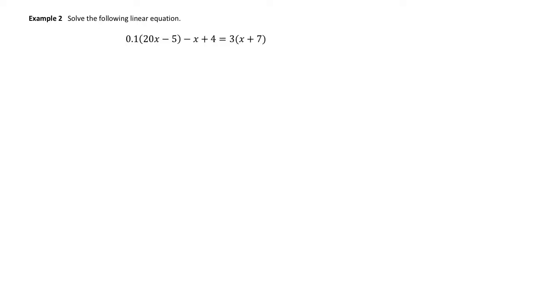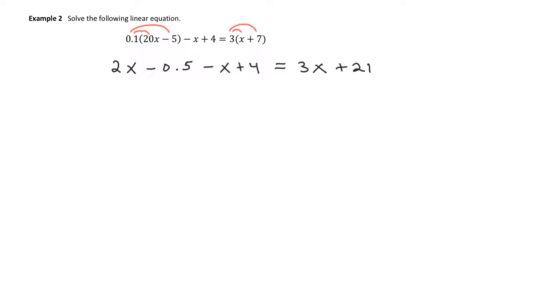So to start with, let's see. On the left side, I see some parentheses, so I know I can multiply this 0.1 into there, and I can do the same thing on the right side, distribute 3 to both terms. So the left side becomes 2x minus 0.5, and then I have minus x plus 4, and that's going to be equal to 3x plus 21. Okay, so I've multiplied both sides out.